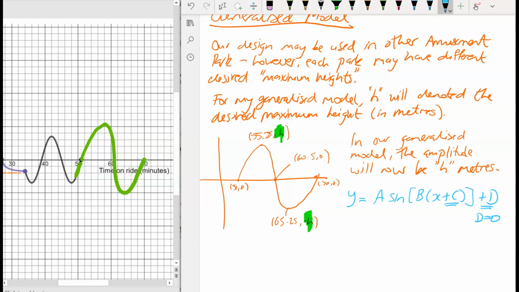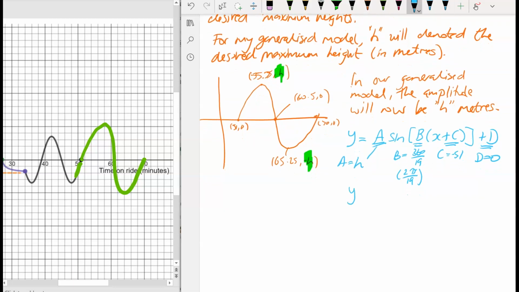C is still going to be negative 51 because we moved that from 0, 0 to 51, 0. B is the rotation, or how long it takes to complete that cycle, and B is still going to be 360 divided by 19. But just note, if you were doing radians, that would have been 2 pi over 19. And A is the thing that's changing, because we don't know what the amplitude is now, but we do know it's denoted by H.